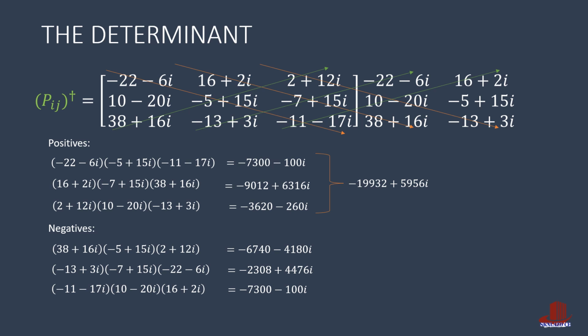With all negatives determined, add them to have negative 16,348 plus 196i. Then take positives minus negatives to have negative 3,584 plus 5,760i. This is the final answer.